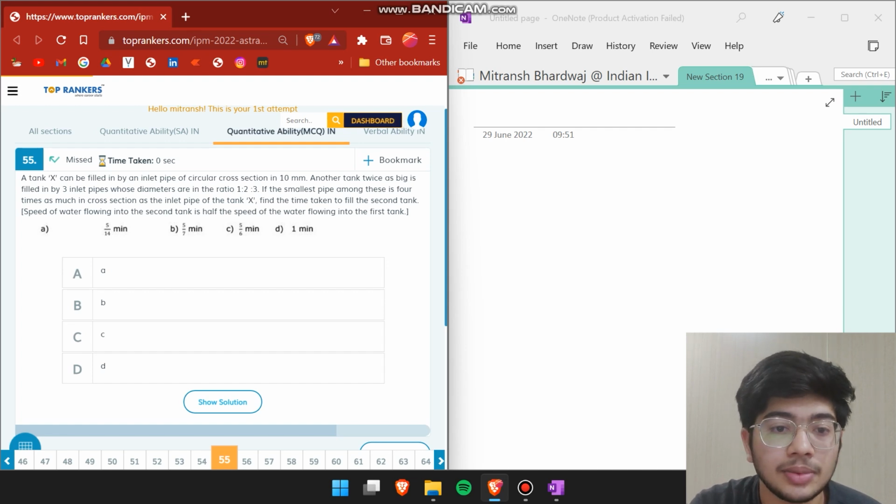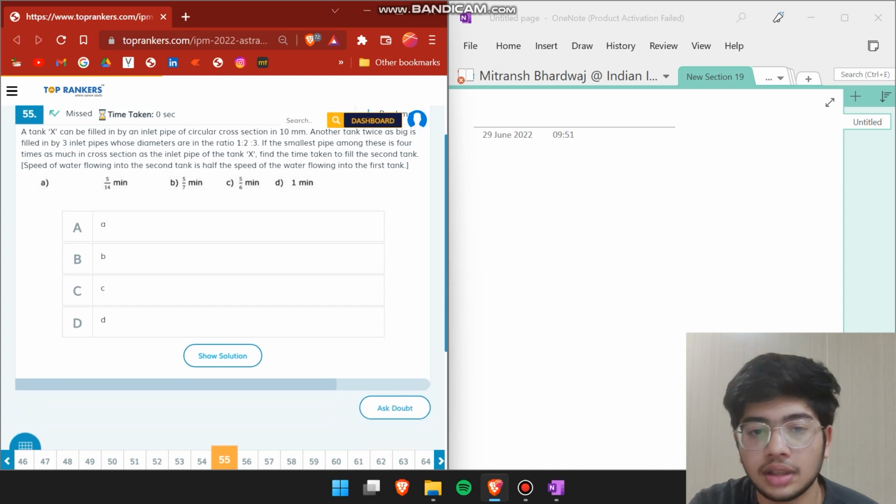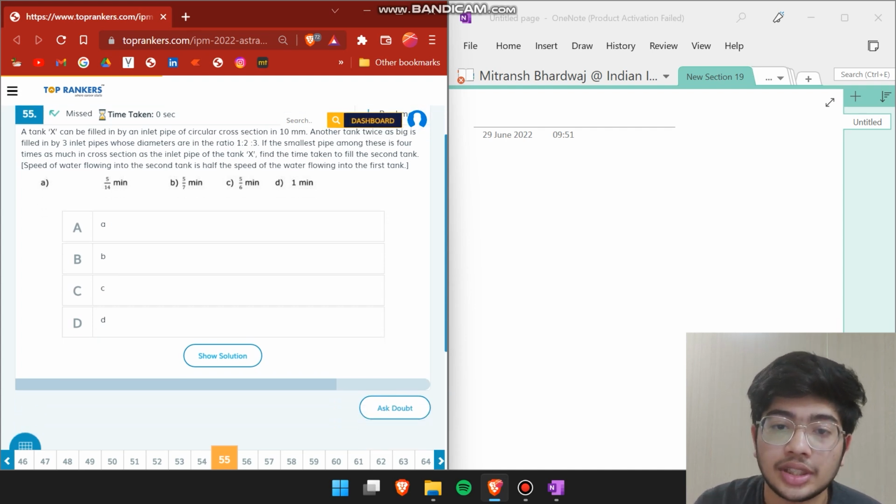Another tank twice as big is filled by 3 inlet pipes and diameters are in the ratio 1, 2, 3. If the smallest pipe among these is 4 times as much in cross section as the inlet pipe of tank X, find the time taken to fill the second tank. ठीक है, इसका क्वेश्चन का मतलब क्या है?